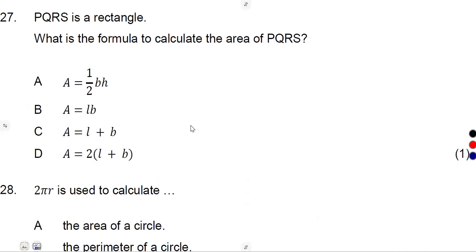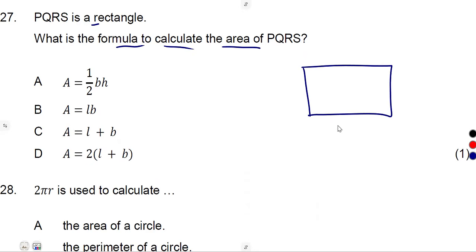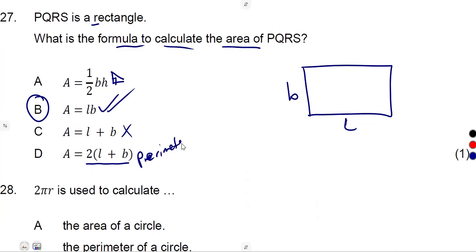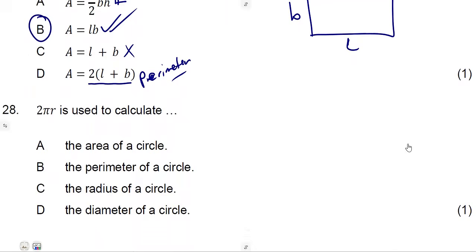On number 27, PQRS is a rectangle, all right? So if it is a rectangle, what is the formula to calculate the area? Area of a rectangle, guys, that's length times breadth. Length times breadth, okay? This one is for a right angled triangle. Length plus breadth, there is no formula like that. 2 into length plus breadth is for the perimeter. They want area, not perimeter. So the best answer is B.